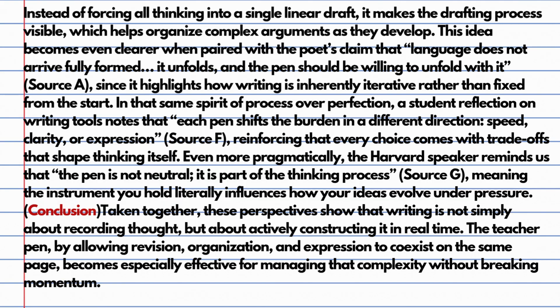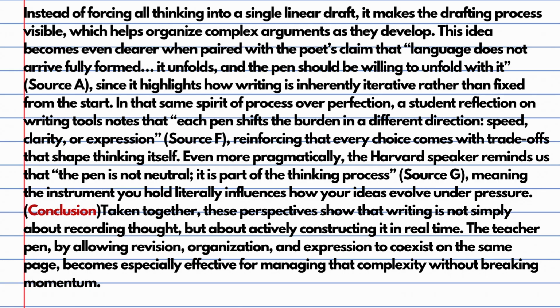In that same spirit of process over perfection, a student reflection on writing tools notes that each pen shifts the burden in a different direction, speed, clarity, or expression, source F, reinforcing that every choice comes with trade-offs that shape thinking itself. Even more pragmatically, the Harvard speaker reminds us that the pen is not neutral, it's part of the thinking process, source G, meaning the instrument you hold literally influences how your ideas evolve under pressure.